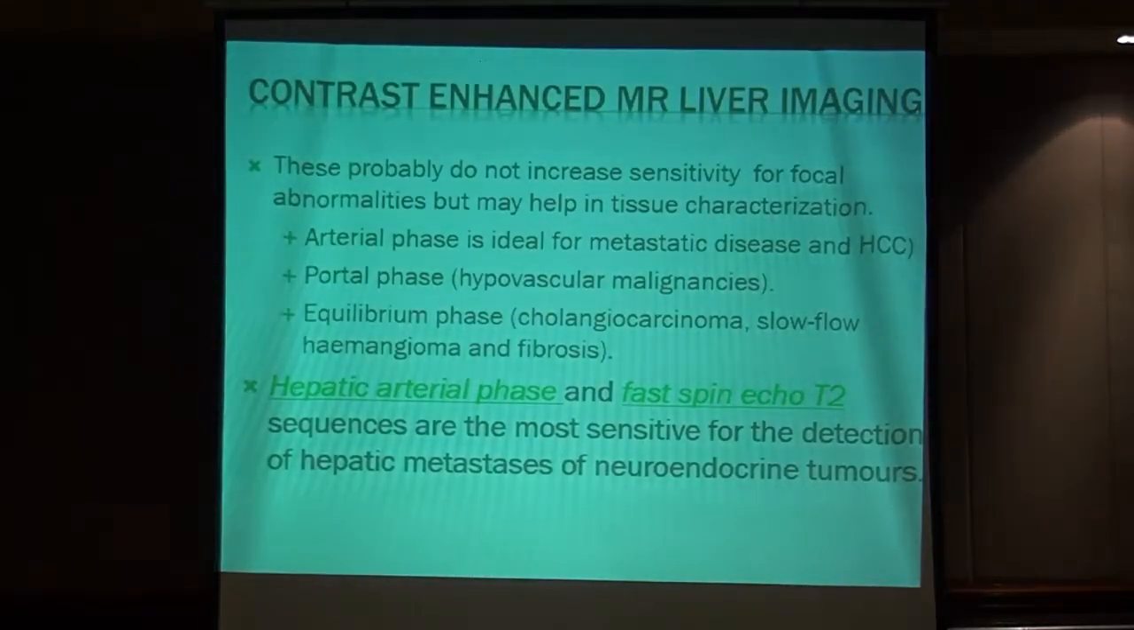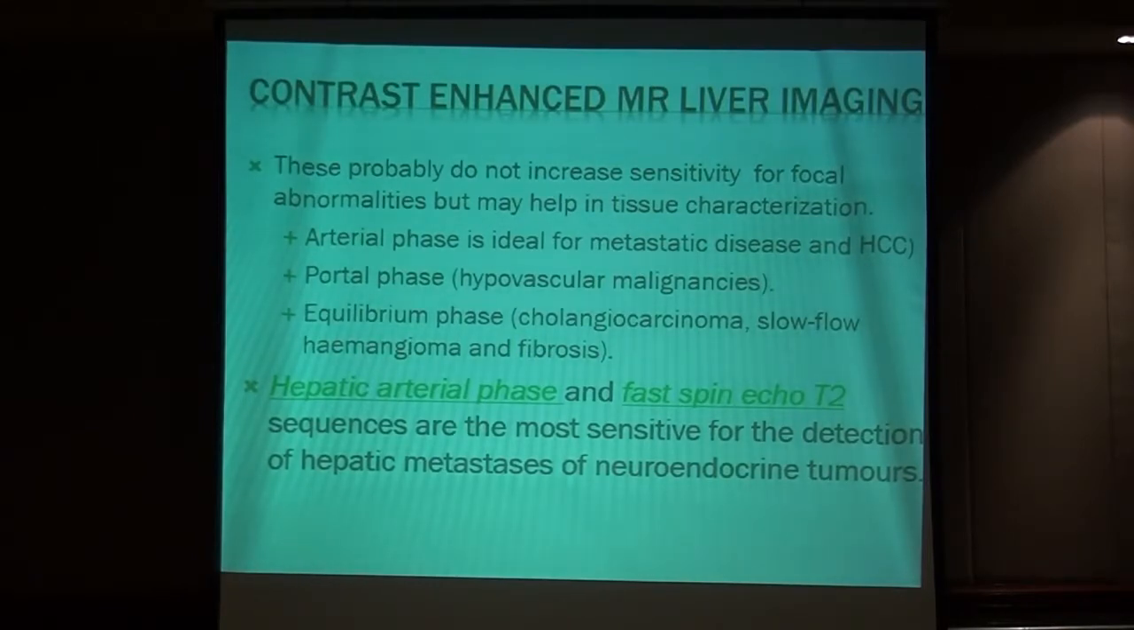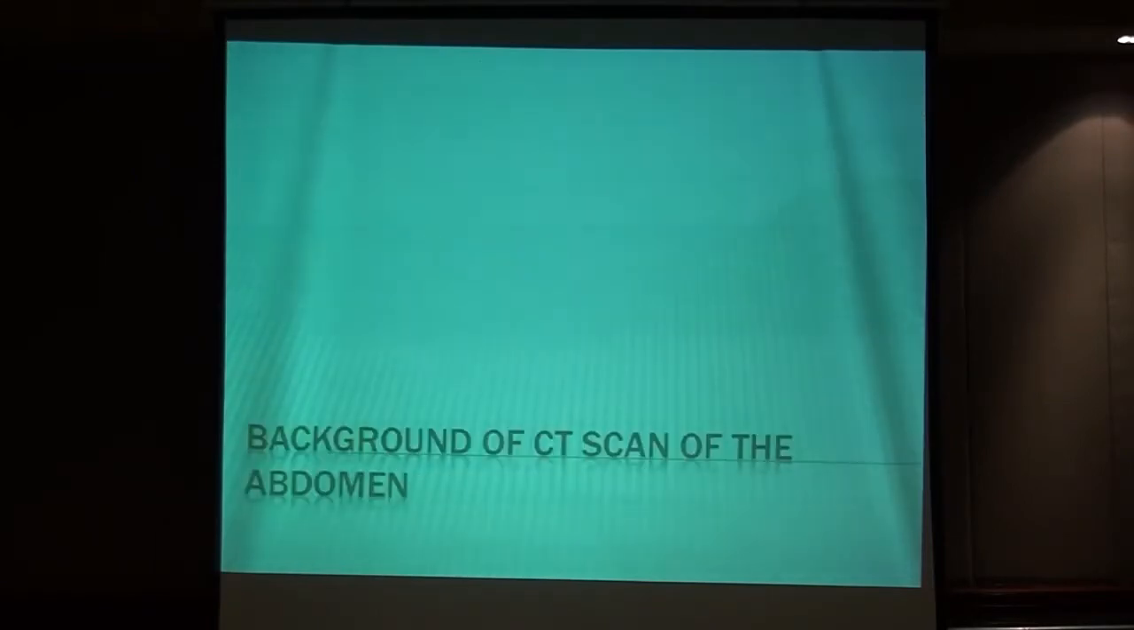Contrast-enhanced MR liver imaging probably does not increase the sensitivity of focal abnormalities but may help in tissue characterization. Arterial phase is ideal for metastatic disease and HCC, the portal for hypovascular malignancies, and the equilibrium phase for cholangiocarcinoma, slow flow hemangioma, and fibrosis. Hepatic arterial phase and fast spin echo T2 sequences are the most sensitive for detection of hepatic metastasis and neuroendocrine tumors.